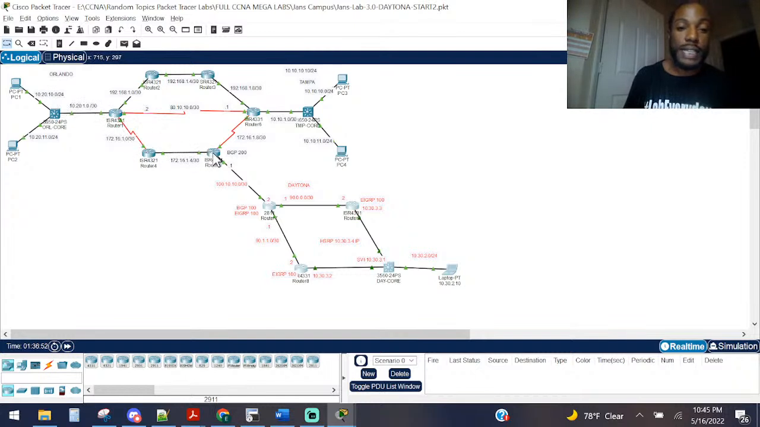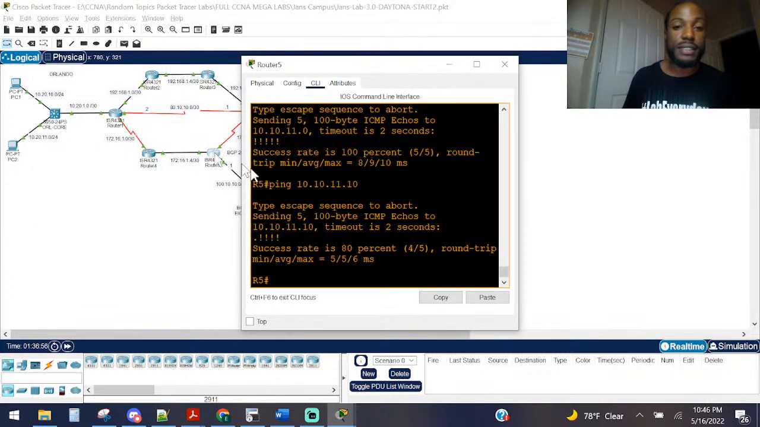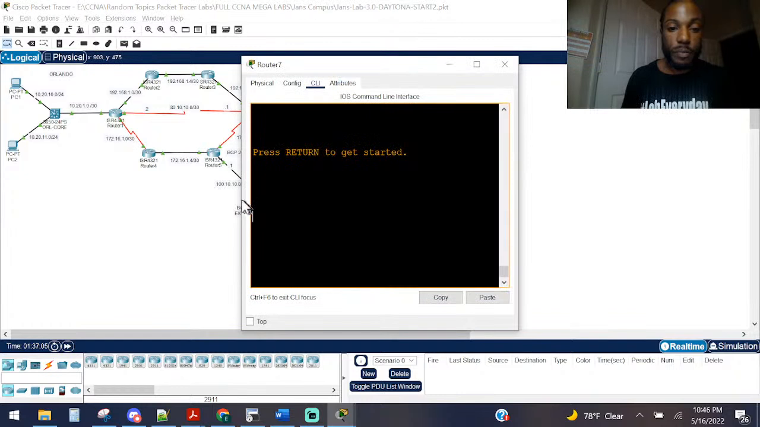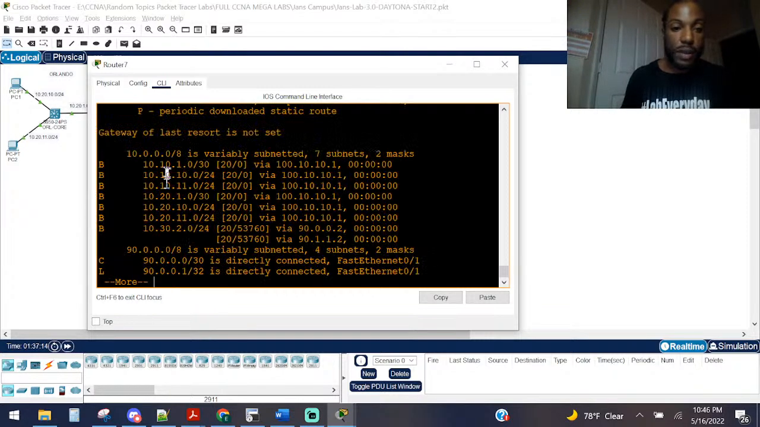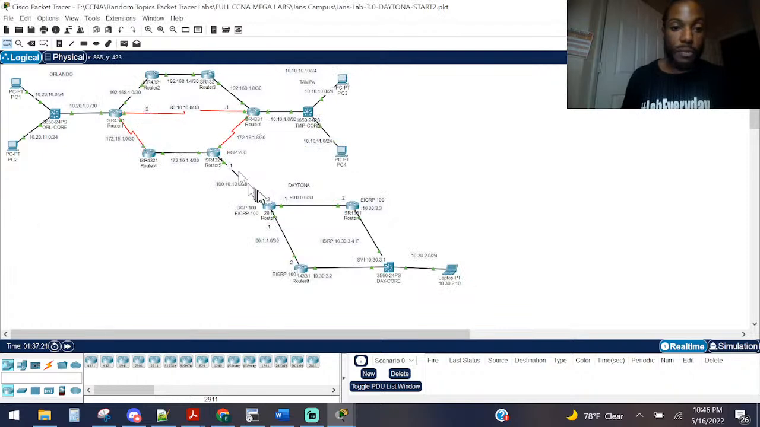Who knows? Because router 5 definitely knows how to get to the PCs. He can ping 10.20.10.1, right? Yeah. But this guy doesn't know how to get to those guys. Let's do a show IP route real quick. See, these routes that he learned through BGP have his next hop. So all these back here, he learned that they're going to be through his next hop.